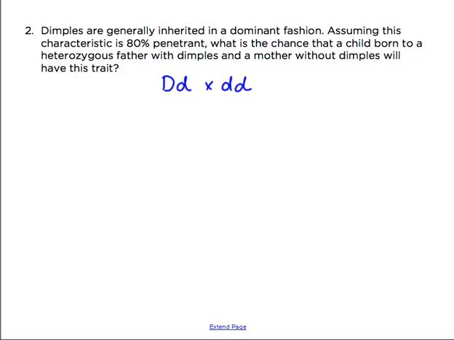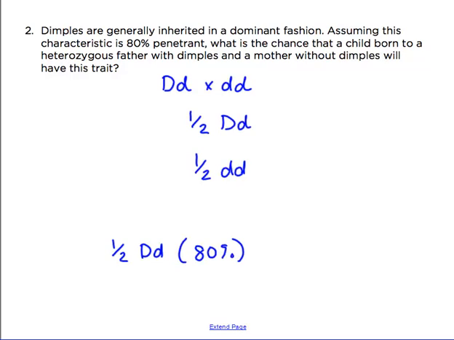Now if you cross them, half of the offspring are expected to have dimples and be heterozygous, and the other half are expected to be homozygous recessive and do not have dimples. So we would guess that it would be one half of the children. However, this characteristic is only 80% penetrant. So combining those two, you have the half chance of being heterozygous for dimples, but then there's only an 80% chance of actually showing this characteristic. So that equals a total of 40% chance that a child will have dimples.